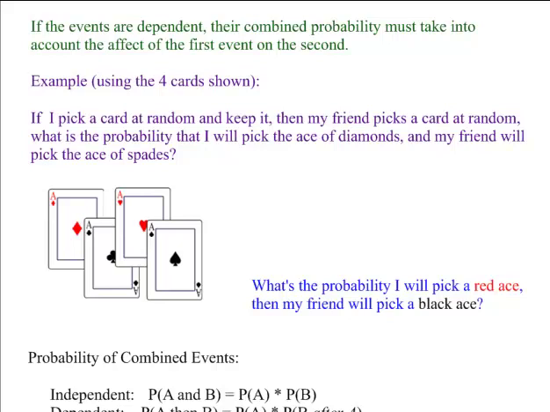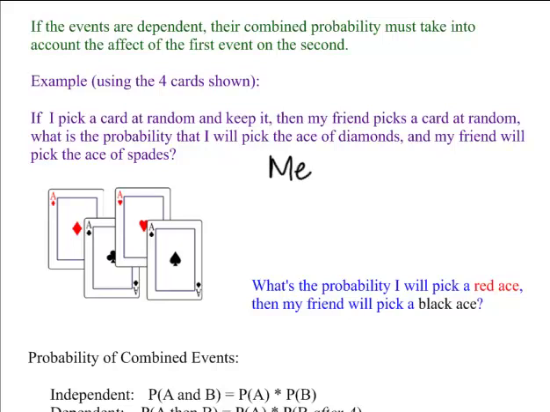So if I pick a card at random and keep it, and then my friend picks a card at random, those 2 events are dependent on each other. If I pick out the ace of diamonds, my friend cannot pick out the ace of diamonds. She doesn't have that option. So the problem asks us to find the probability that I will pick the ace of diamonds and my friend will pick the ace of spades.